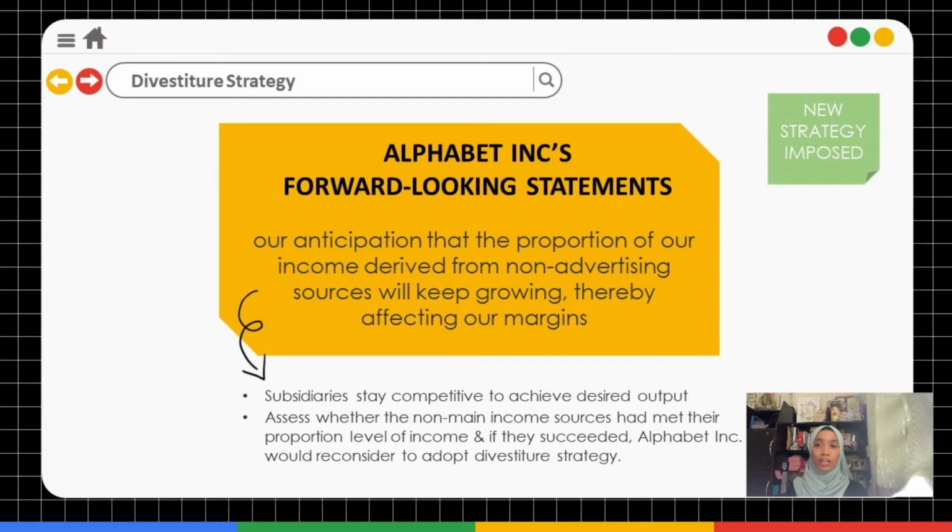It allows the holding company to assess whether the non-main income sources have met their professional level of income, and if they succeed, Alphabet Incorporated will have to reconsider whether they need to do the diversity strategy or not.